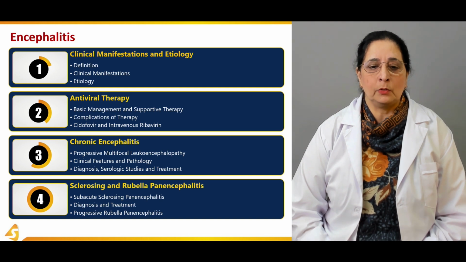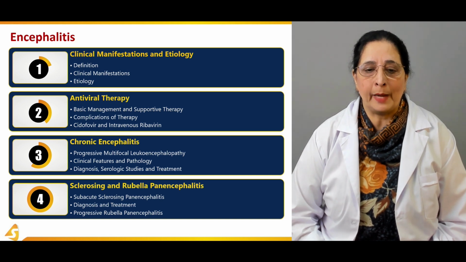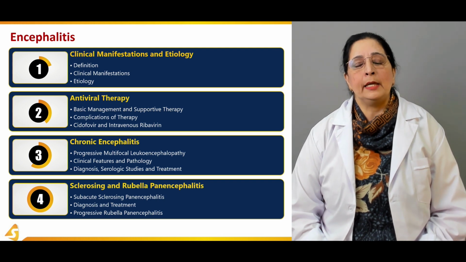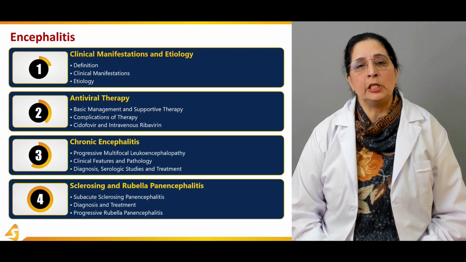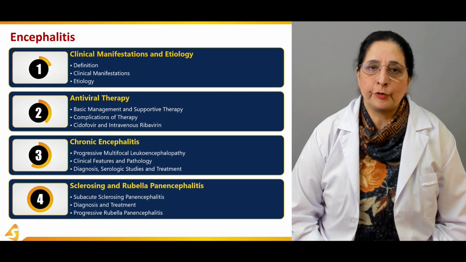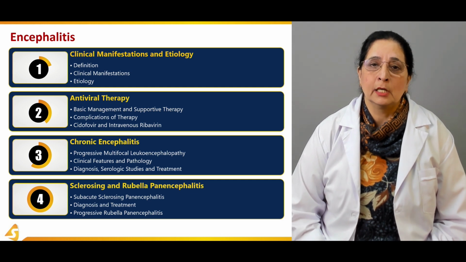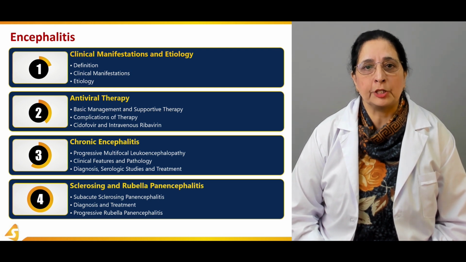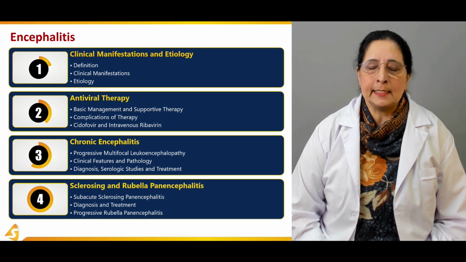Then in the fourth and final section, we will talk about 2 other conditions, which are sclerosing panencephalitis and also progressive rubella panencephalitis, and again how we can diagnose these 2 conditions and how we can treat these 2 conditions. So all that we will discuss in our today's lecture topic, which is encephalitis.